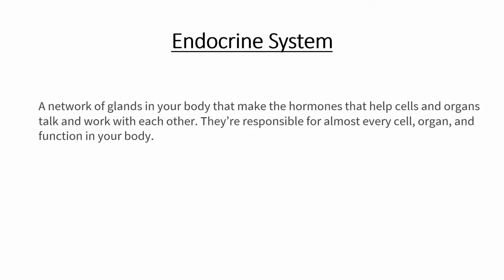All right, the endocrine system, what is that all about? Well, the endocrine system is a network of glands in everyone's body that makes hormones. And hormones are chemical messengers that help cells and organs talk and work with each other. So the endocrine system helps in the communication process of different cells and organ systems, and helps the body run smoothly. They're responsible for almost every cell, organ, and function in the body. So that's the endocrine system.